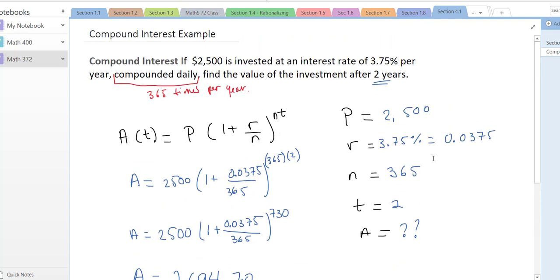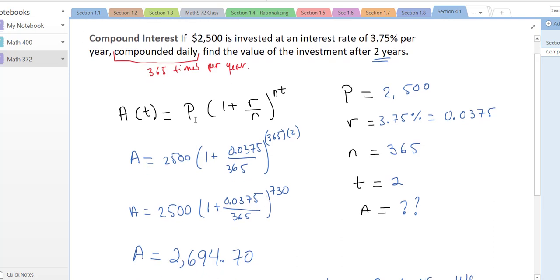Okay. For this section, for the most part, you'll just be finding A. As we go further into the chapter and we start doing logarithms, we may be trying to look for the time. How long does it take for an investment to reach a certain amount? But in order to solve those types of problems, we need logarithms. So for right now, this is the formula.